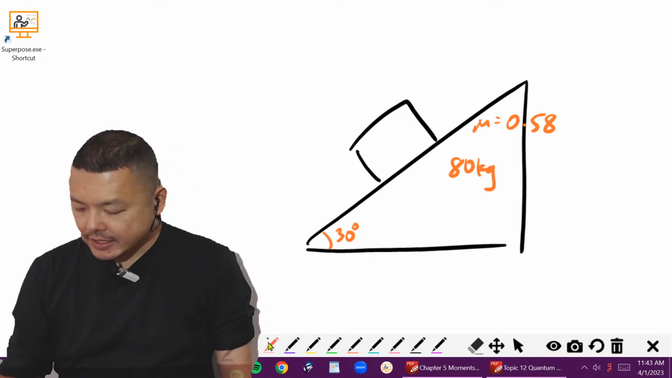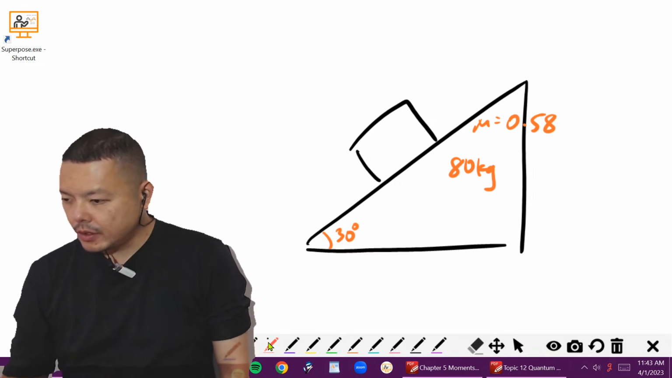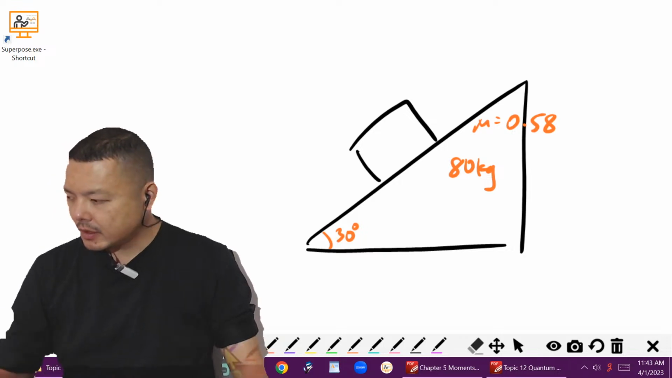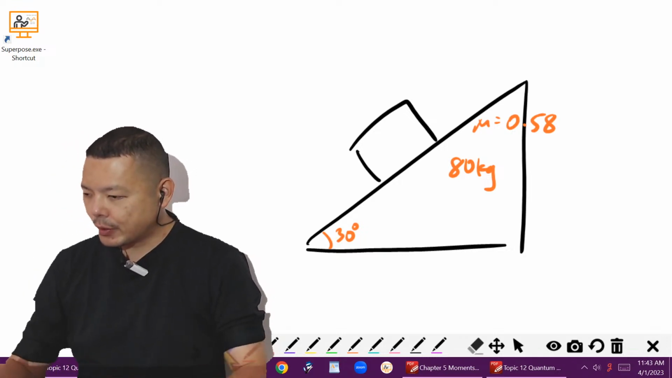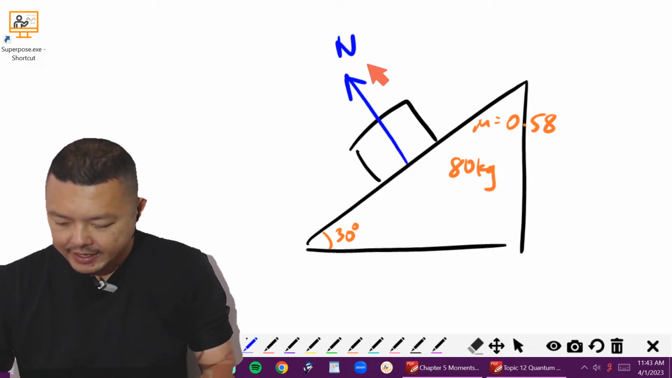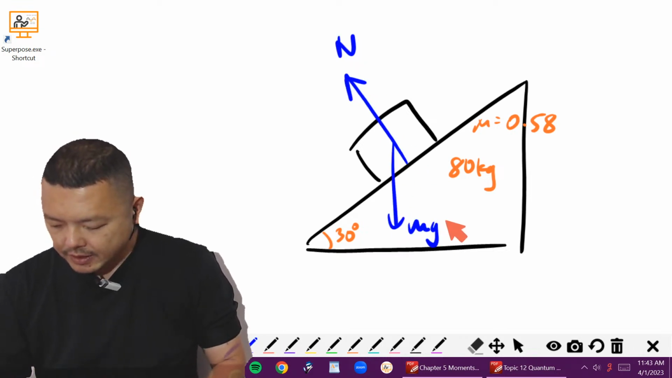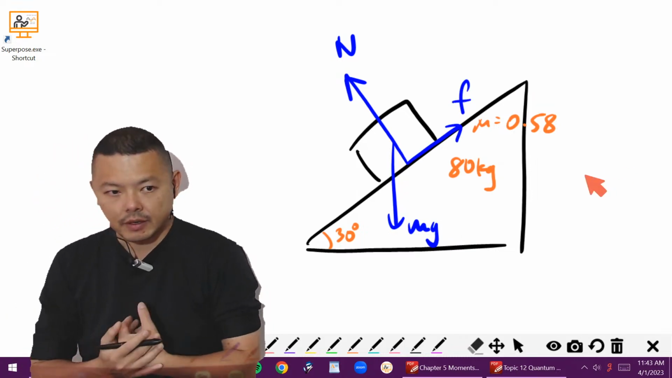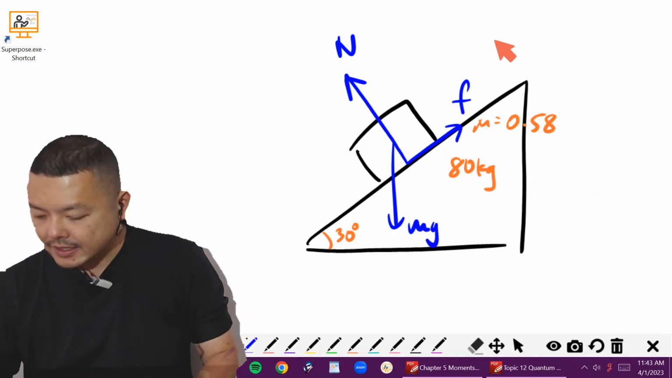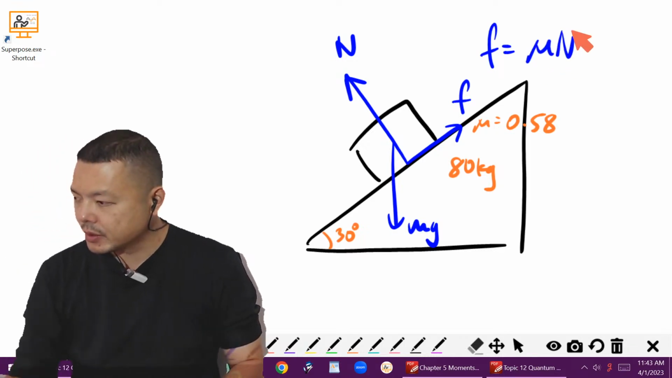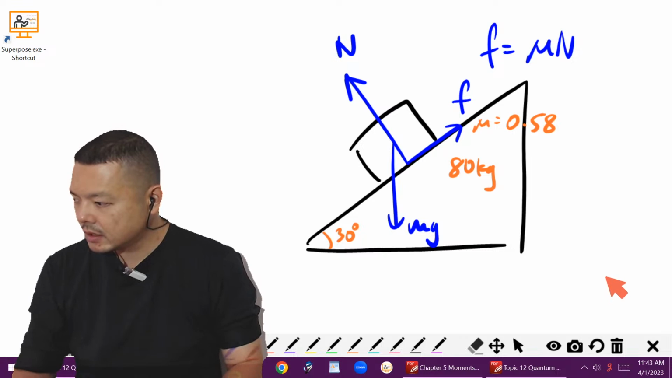So what are the things you need to find? You need to find the force down the slope. I can go through the whole process with you again, but it will take very long. It will be something like this. I give you the N, I give you the mg. And you know that there's friction because I tell you there's a coefficient. The friction is equal to mu N. You understand this?